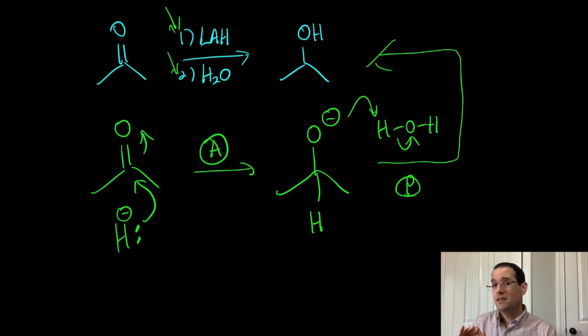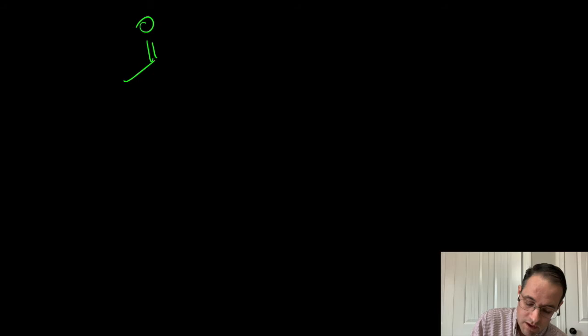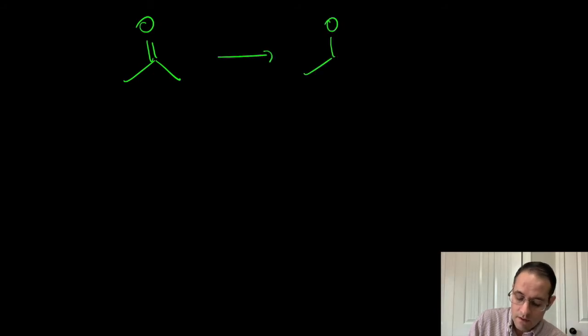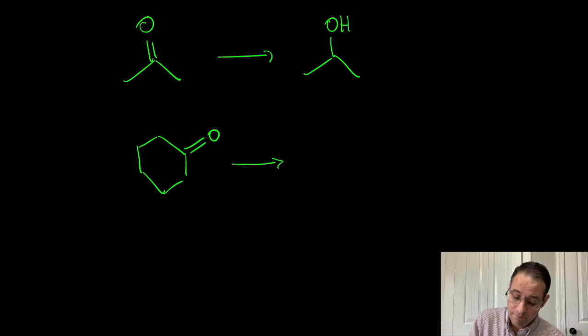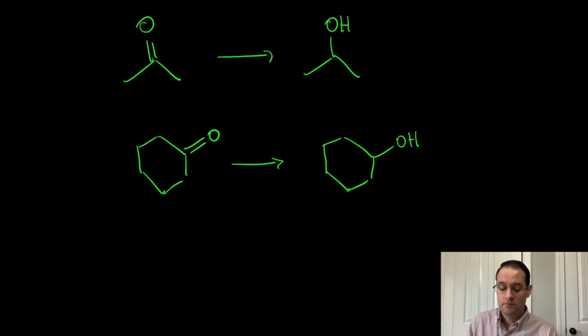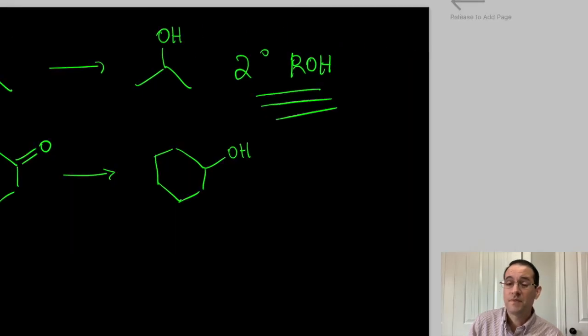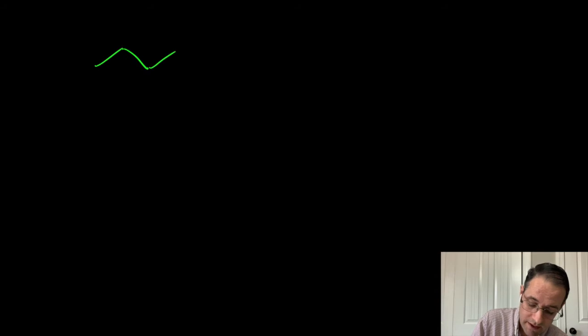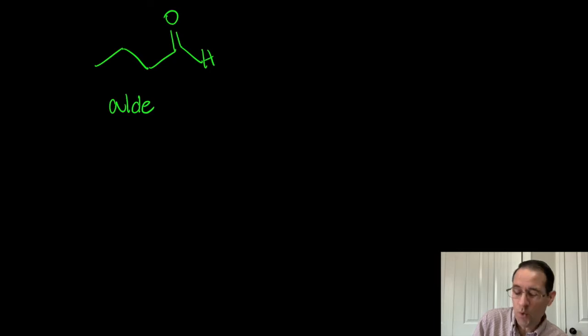These produce secondary alcohols, okay? So notice the trend. If you have a ketone, you form a secondary alcohol. If you have a ketone that's cyclic, you form a secondary alcohol, okay? So keep that in mind. How about aldehydes and ketones? Aldehydes are just like ketones, except you only have one alkyl group attached to the carbonyl carbon.